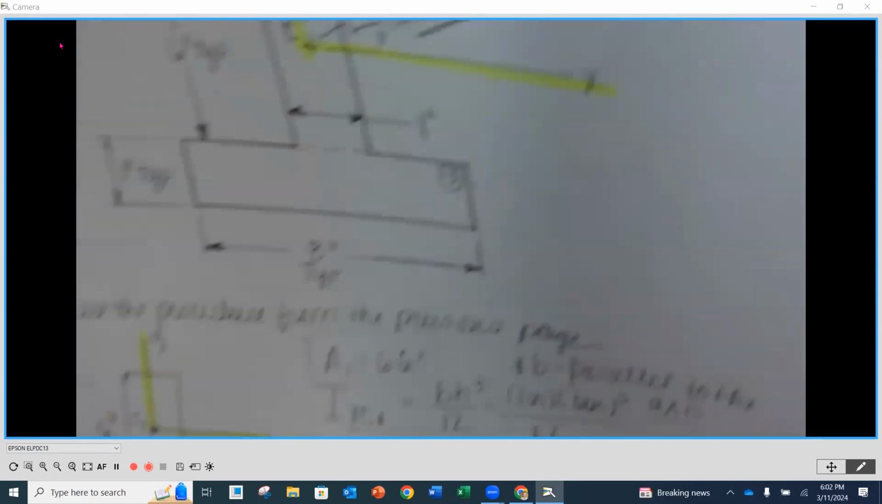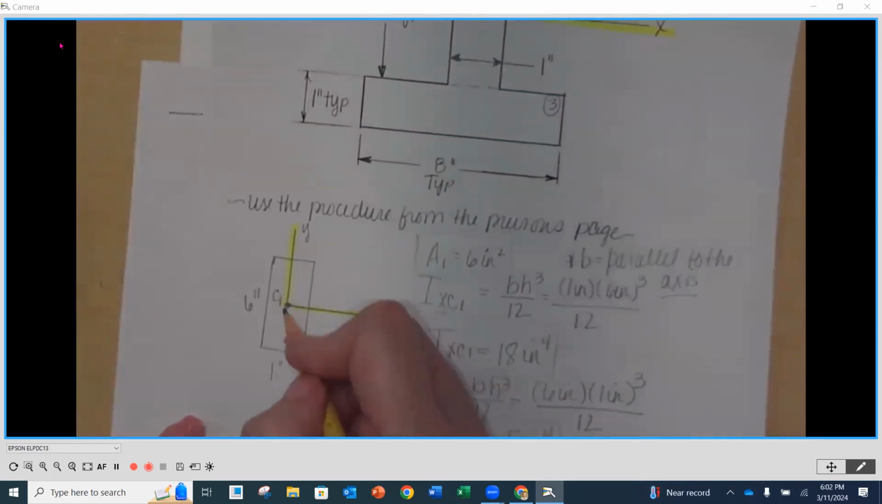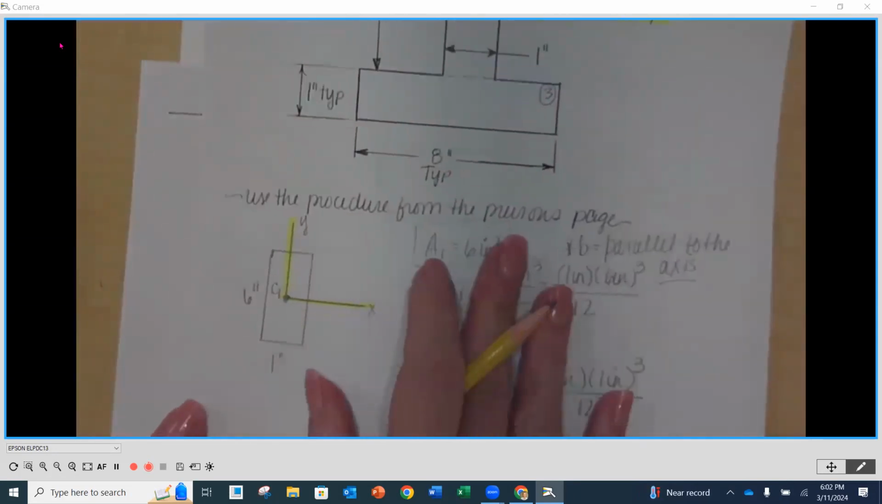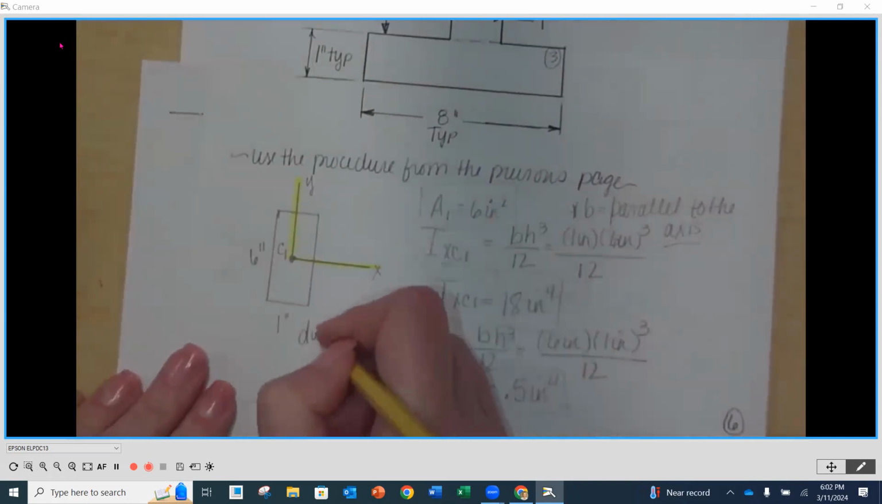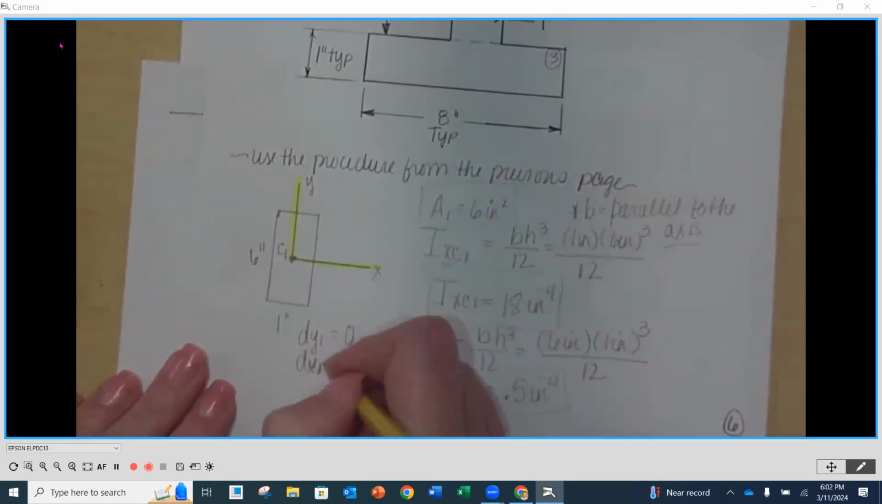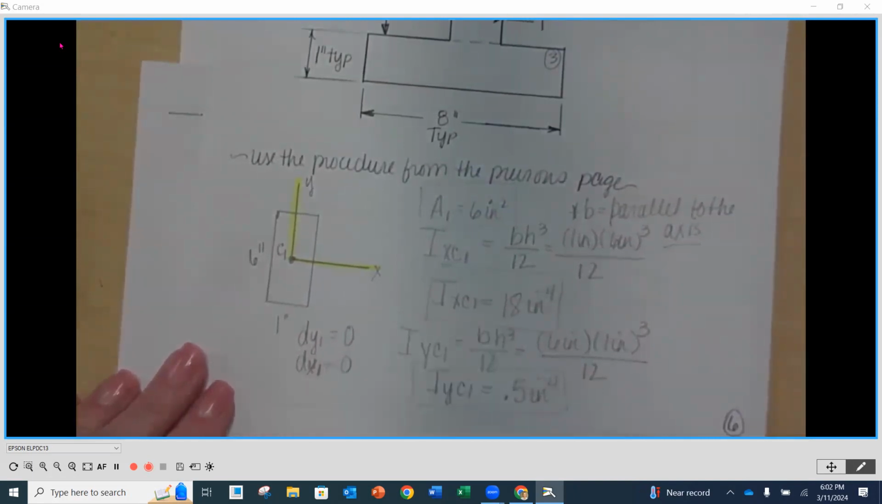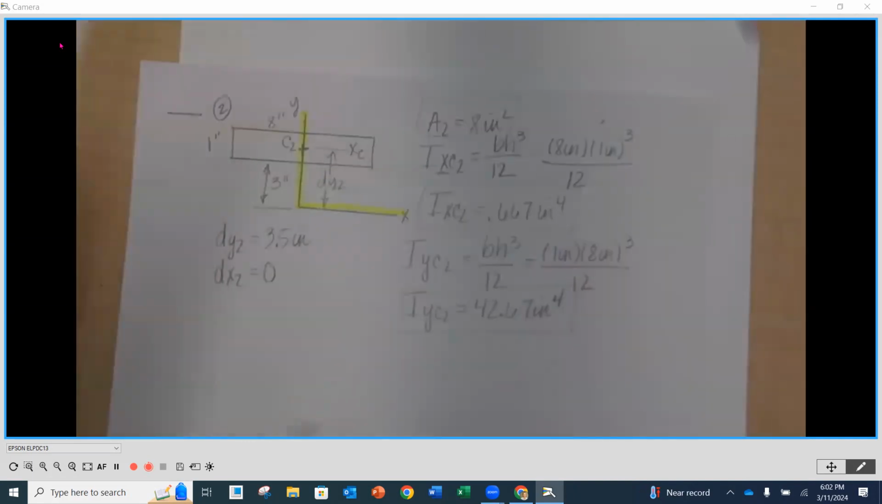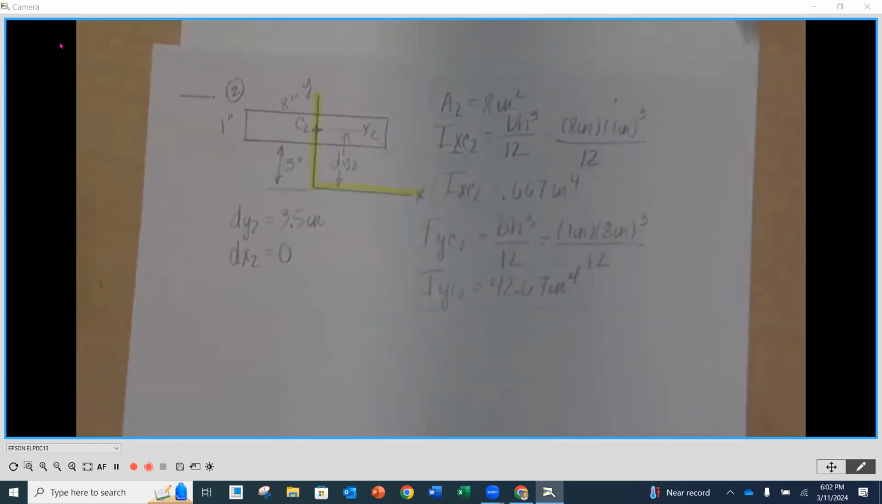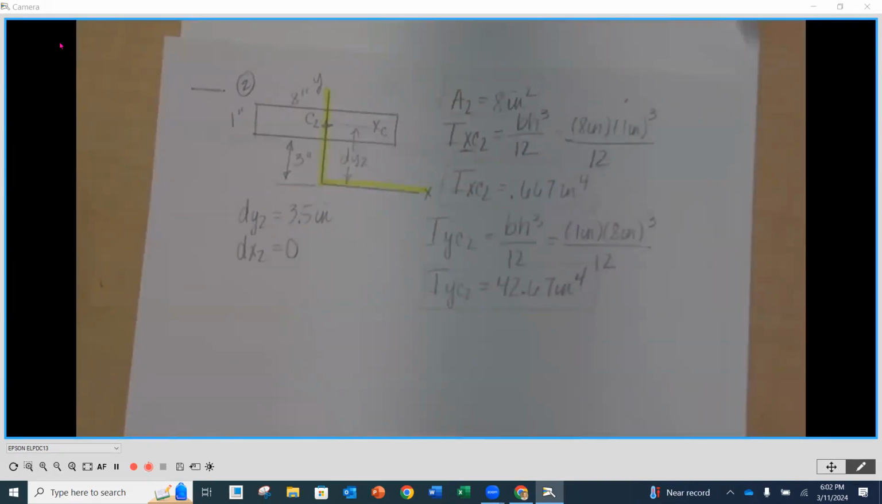Let's just peek back at number 1. Because the centroid was going right through that reference axis, dy1 is equal to 0, and dx1 is also equal to 0, because there's no offset from the reference to the centroid in either direction. It's going right through the centroid of that first shape. Okay. So we'll put them here right now. Since you recognize that, we'll take care of it.